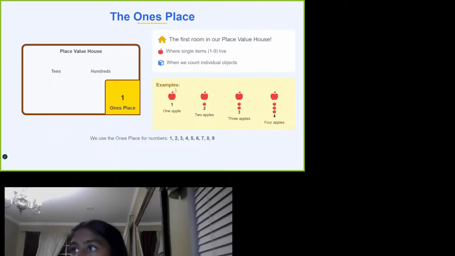In this, we are counting the ones place as a digit. So here is an apple, and 1 apple equals 1 digit. If there are 2 apples, there are 2 digits, and then 3 and 4 equal 3 and 4 digits as apples. So we use the ones place for the numbers 1, 2, 3, 4, 5, 6, 7, 8, 9, and 0 too.